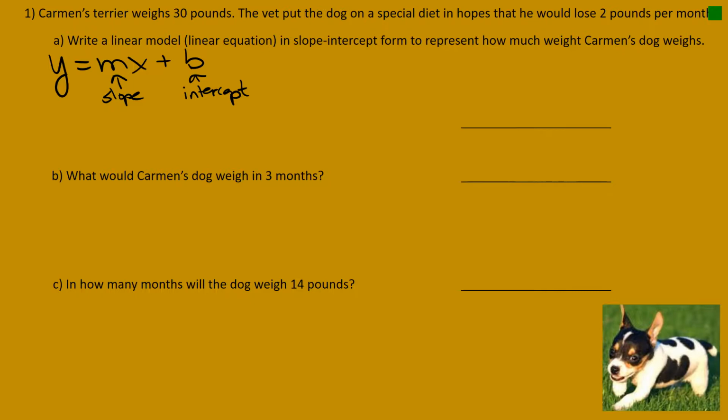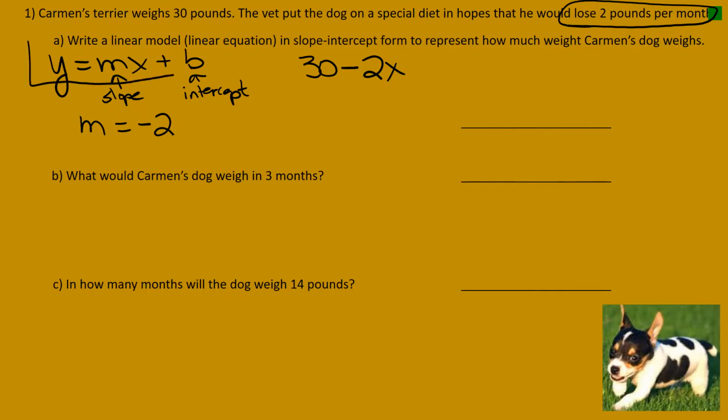Okay, so I'm just going to think about this for a second here. I've got this dog that weighs 30 pounds. The vet wants the dog to lose weight, so minus 2 pounds for every month. So really my m is -2 because he wants my dog to lose 2 pounds per month. So my rate or my slope is -2. But if I want it to look like this, I have to start with my -2x. So I get y equals -2x plus 30.